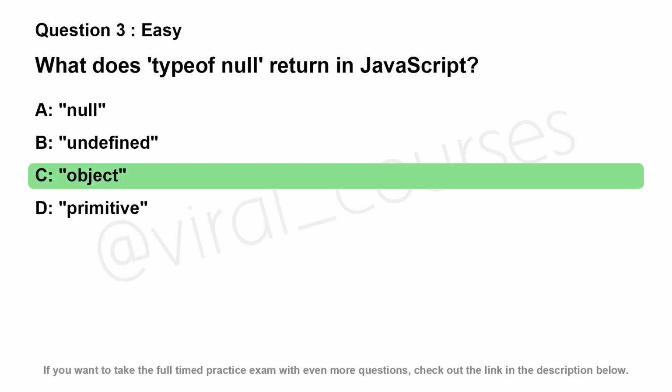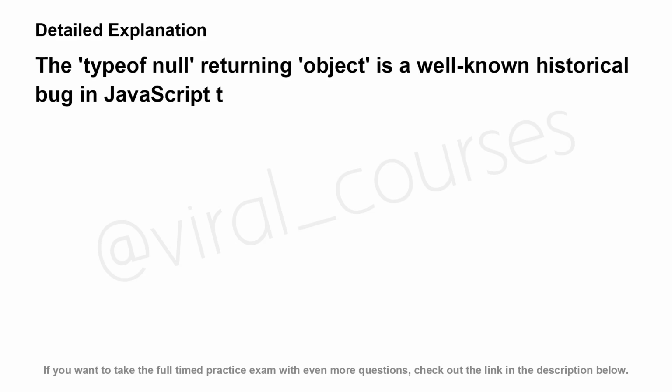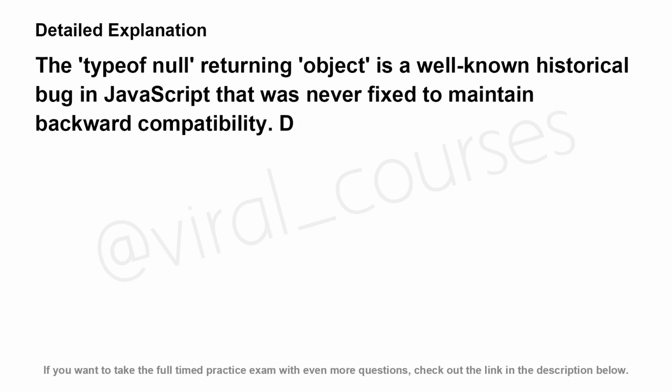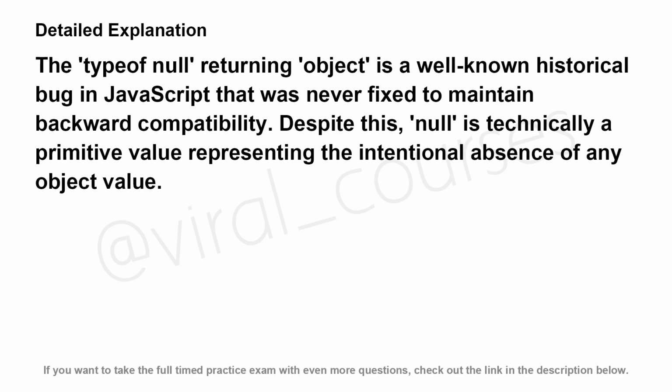The correct answer is C. The typeof null returning object is a well-known historical bug in JavaScript that was never fixed to maintain backward compatibility. Despite this, null is technically a primitive value representing the intentional absence of any object value.